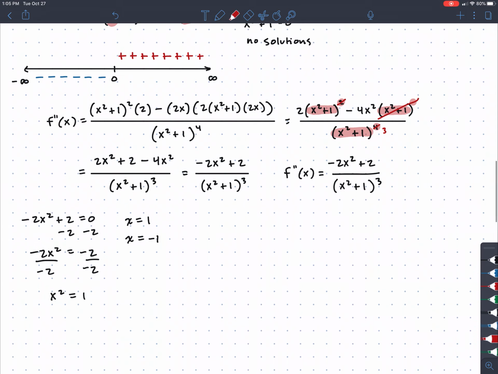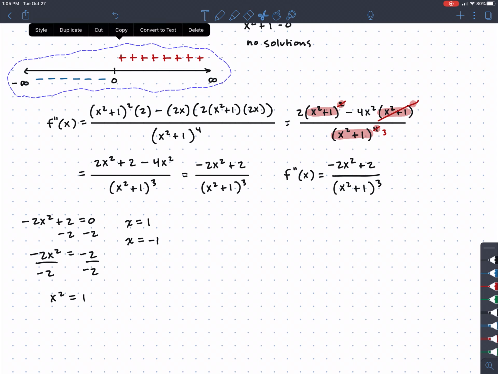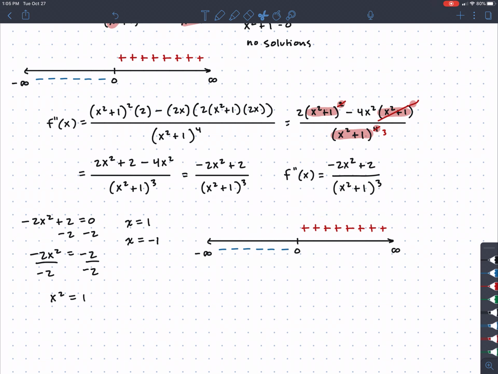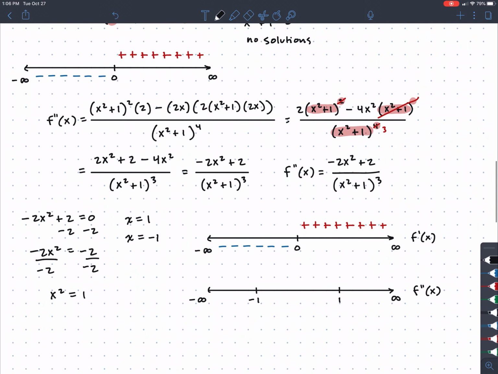All right, so I'm going to copy this sign chart. So this is my sign chart for f prime of x. And right below it, I'm going to make a similar sign chart for the second derivative. So I have values at negative 1 and 1. And we're going to plug in some test points to see if this will be positive or negative.